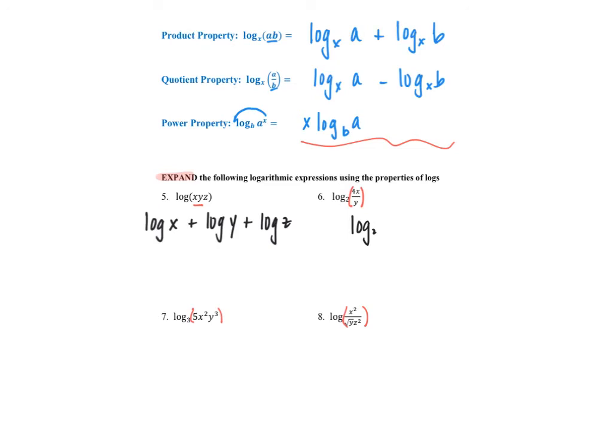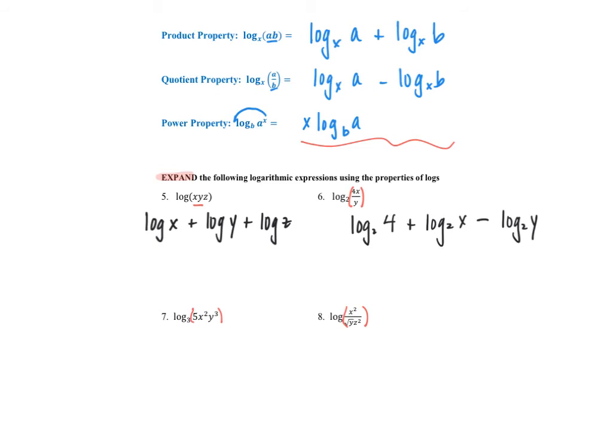I'm going to start with the 4. Now, the x is multiplied by the 4, so when I give that x its own log, it is going to be added. The y is divided. There's a quotient between the 4 and the y, so when I give that y its own log, it is going to be subtracted.